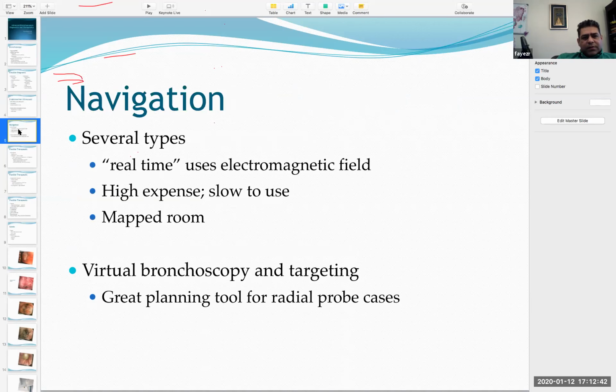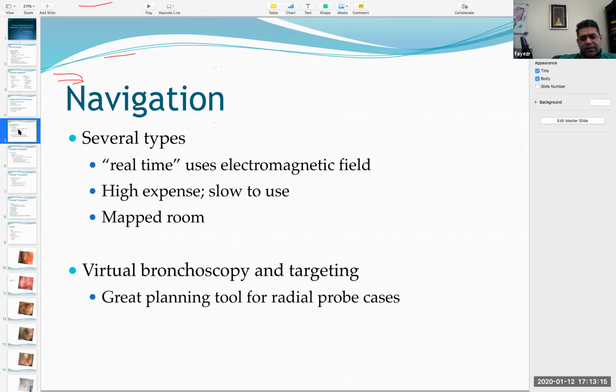Another use of bronchoscopy is called navigational bronchoscopy. There are two types of navigational bronchoscopy. One is a virtual bronchoscopy. The other one is an electromagnetic bronchoscopy. For the electromagnetic one, you need a mapped room because the bed, the walls and everything have to be mapped, because you're using an electromagnetic field to guide your scope to a particular lesion.